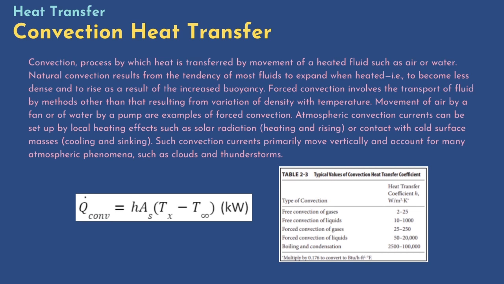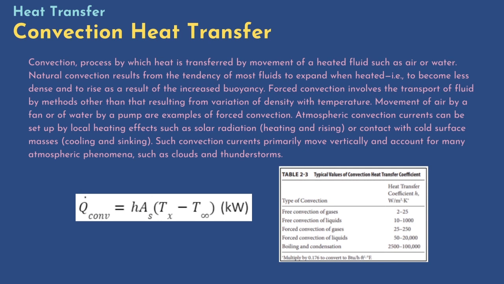Convection heat transfer. Convection is a process by which heat is transferred by movement of heated fluids such as gas or liquids. Natural convection results from the tendency of most fluids to expand when heated, to become less dense, and to rise as a result of the increased buoyancy. Forced convection involves the transport of fluids by methods other than that resulting from variation of density with temperature. Movement of air by a fan or of water by a pump are examples of forced convection.